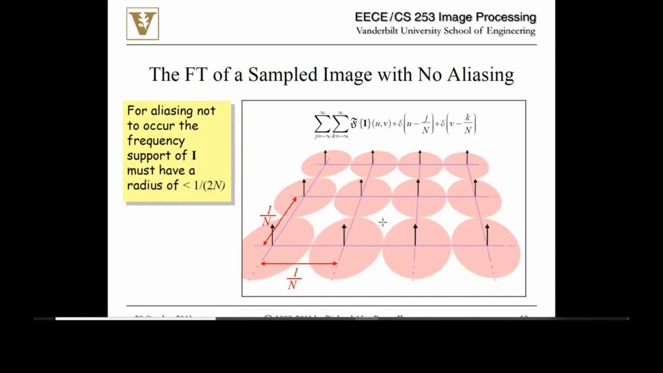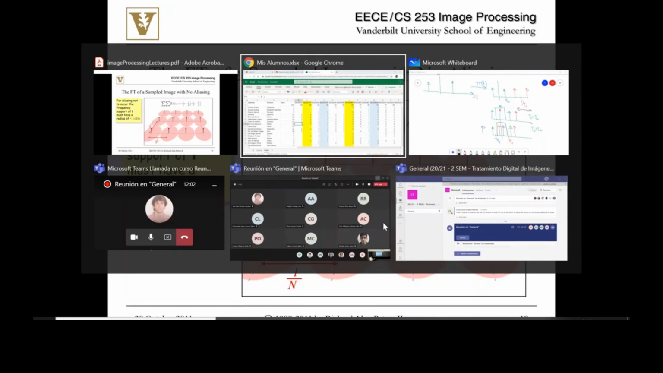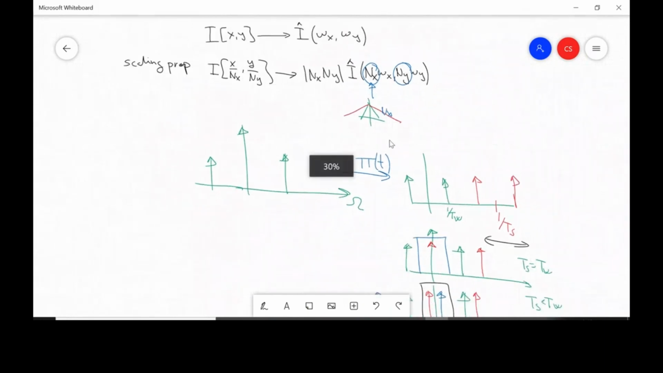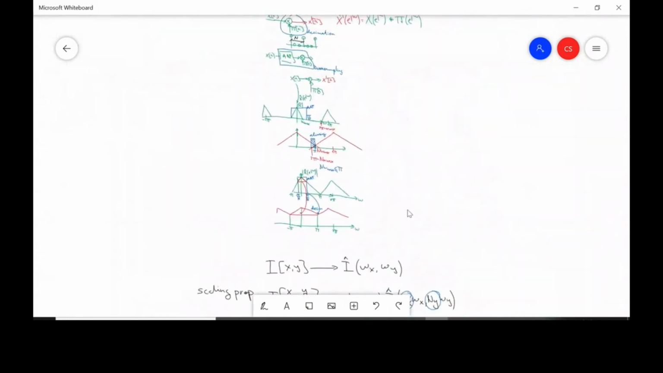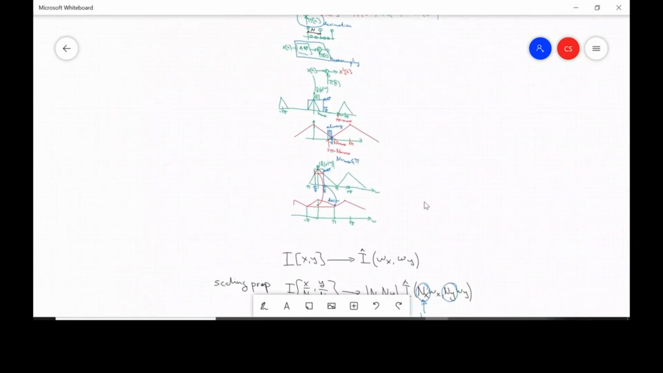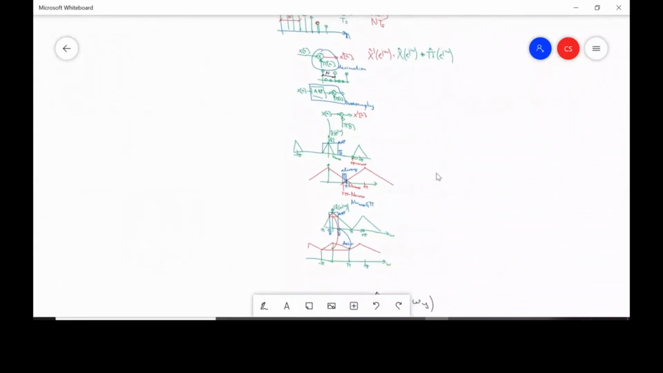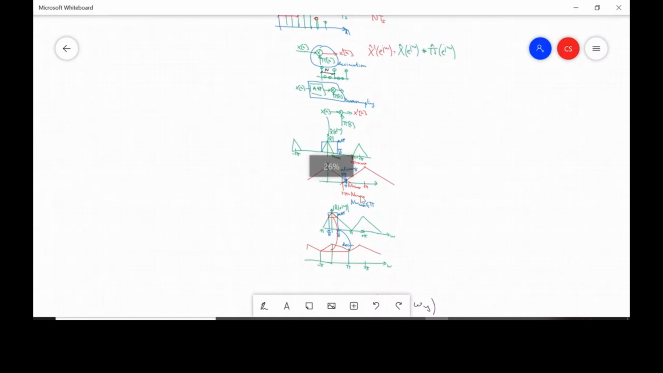Okay, so what is the condition that guarantees that we don't have any aliasing? Let's do it similar to what we had before. What we had before is somewhere here. We had it. I think it was this one.